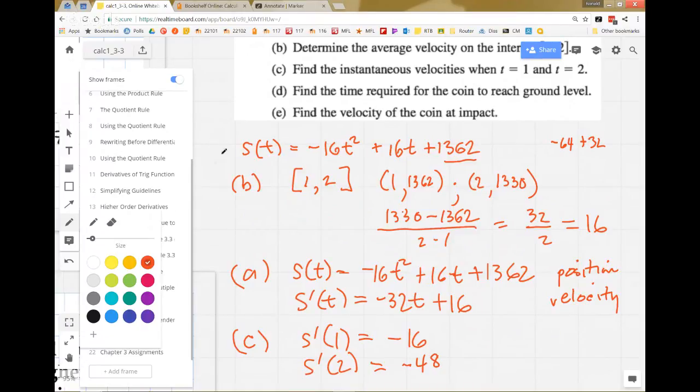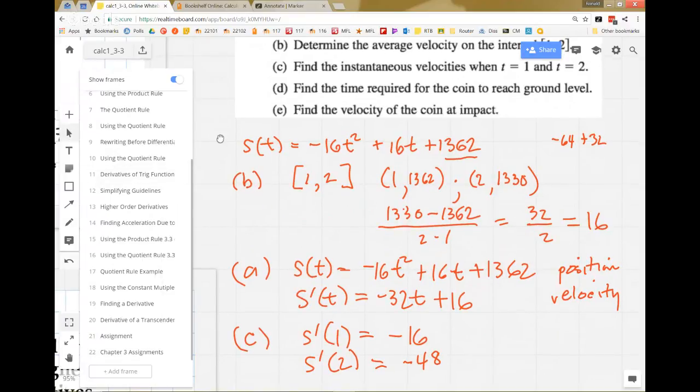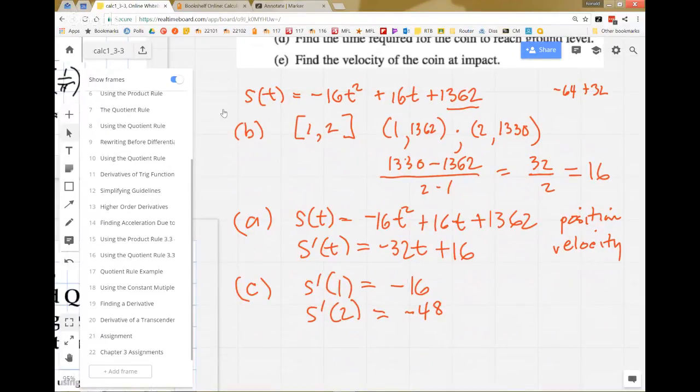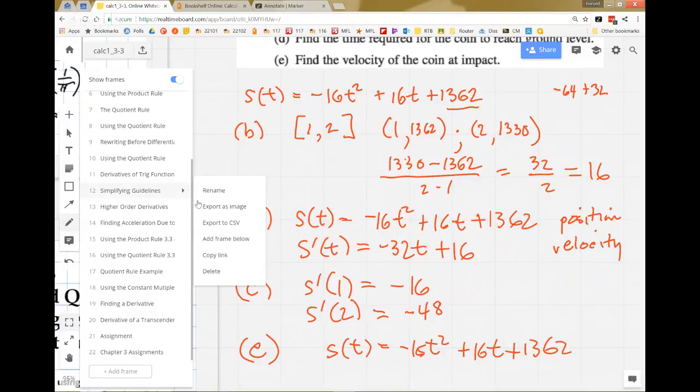And then part E says, find the velocity of the coin at impact. Let me get that one going here. At impact, well, when does impact occur? That's the first thing we've got to figure out. So we go back to this equation, just copying the top equation again. At impact, that will be equal to 0, because the height will be 0.